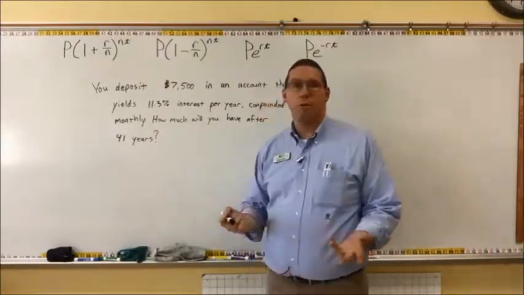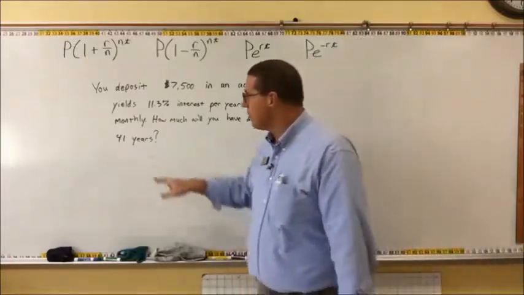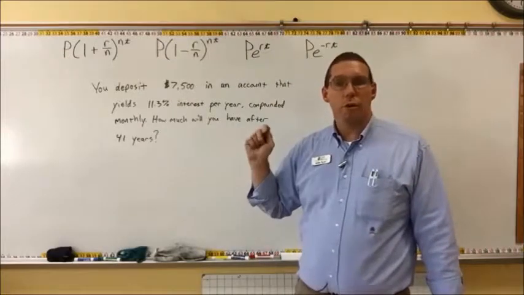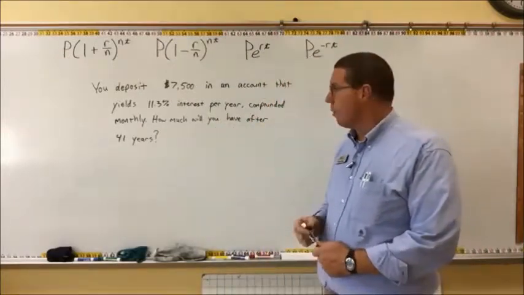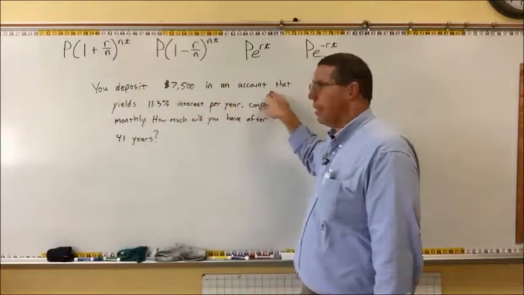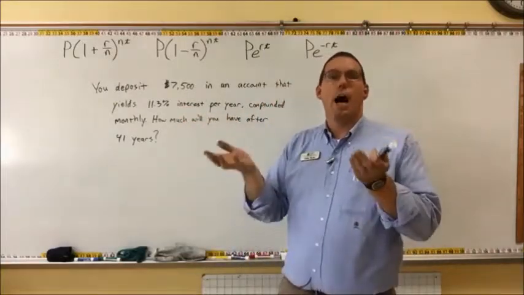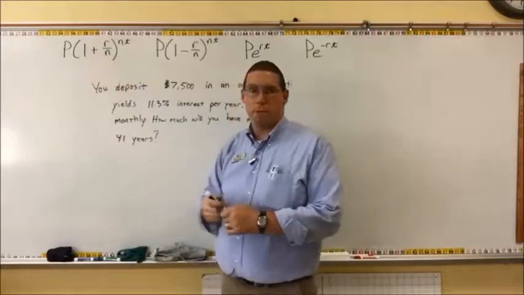Well, to start with, this problem doesn't have the word continuously in it, and you see the words compounded monthly. Those are very clearly now this is discrete growth. And it's growth because it's yielding. And also when you deposit money in an account and you're getting interest, that means your money is going up. It's gaining in value. So this is a discrete growth problem.